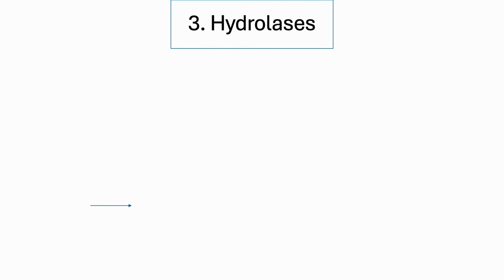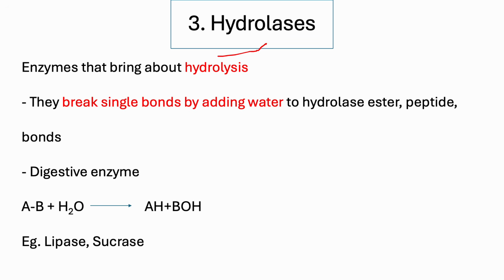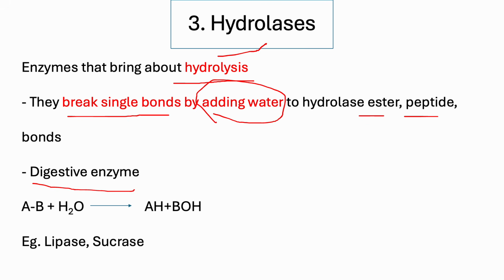Let's talk about hydrolase. From the name you can easily identify. Hydro means water, that means splitting by water. So these are enzymes that bring about hydrolysis, that means water lysis. They break single bonds by adding water. They can hydrolyze ester bonds, peptide bonds or some other bonds, and most of the digestive enzymes are in this group. Which digestive enzymes? Like lipase, sucrase, or others.